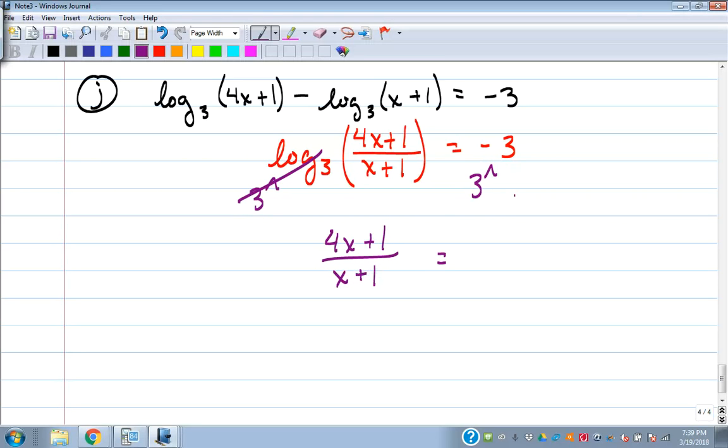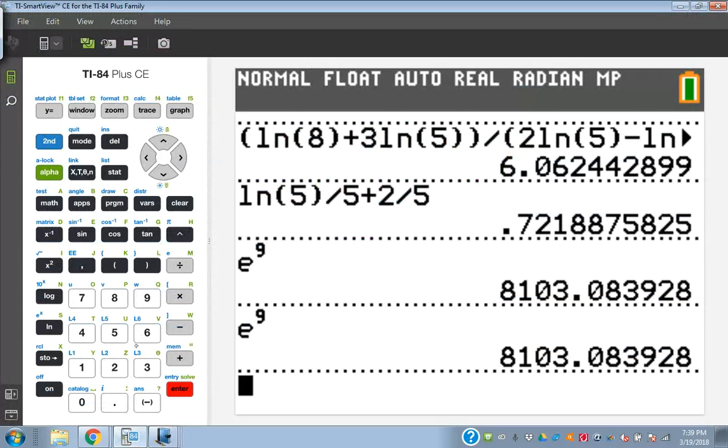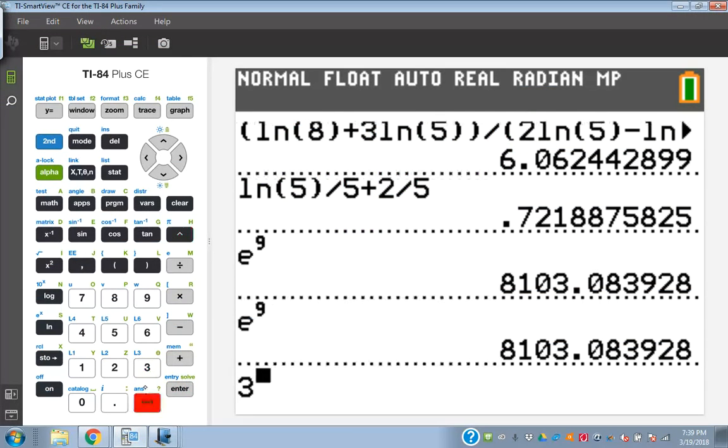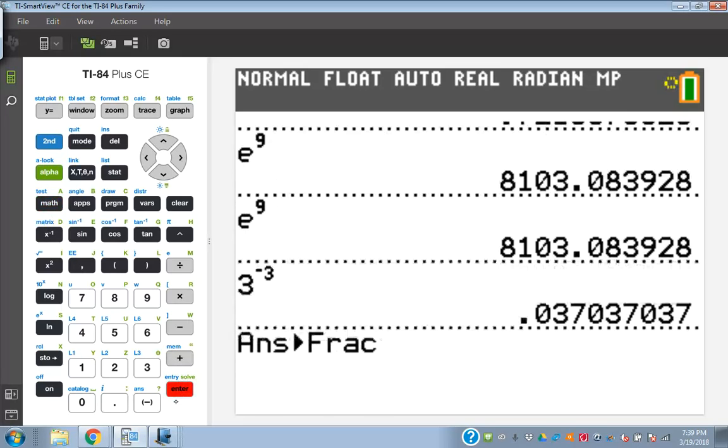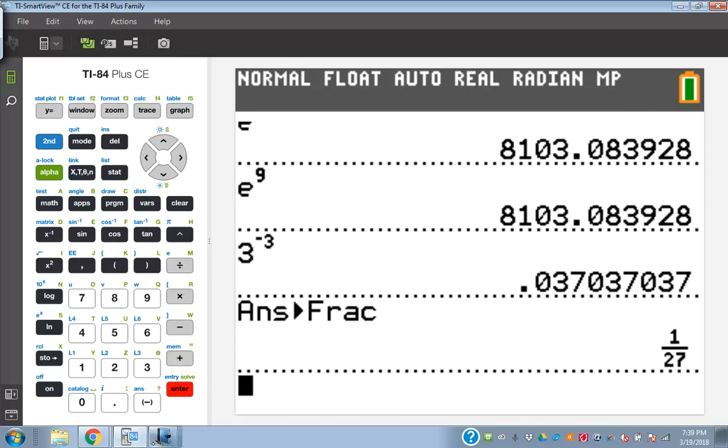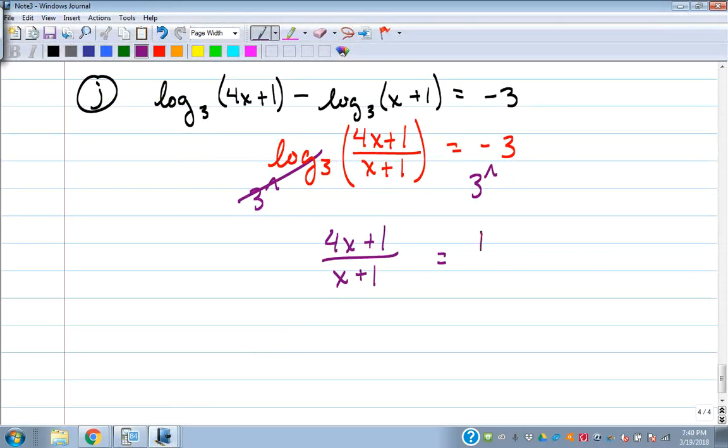What's 3 to the negative third power? I'm going to change it to a fraction: 1 over 27. The reason I want to change it to a fraction is because I don't want a repeating decimal happening there. If I round that at all, it's not going to give me the right answer at the end. You don't ever want to round an answer or a number until the very end of the problem.